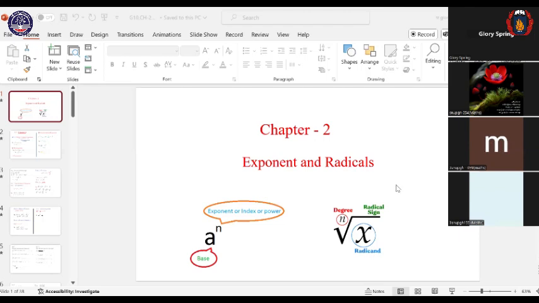That's about general engineering, chapter 2. Exponents and radicals. Exponent is about exponents, and radical is about roots. Exponents and radicals.